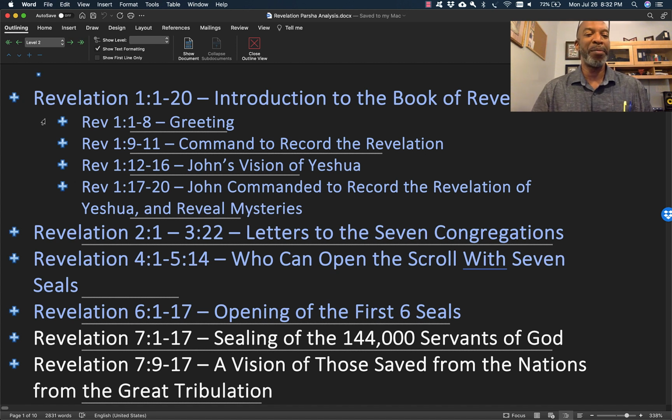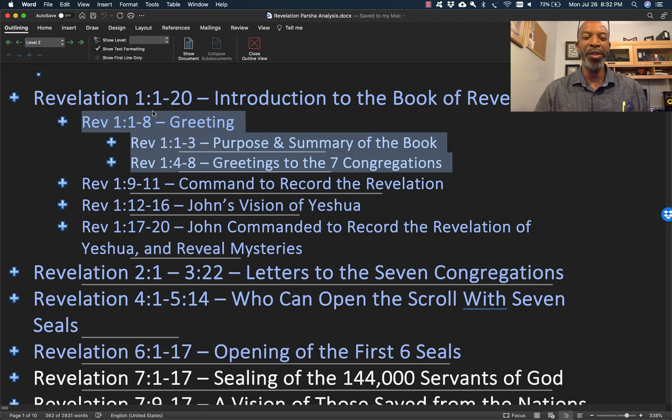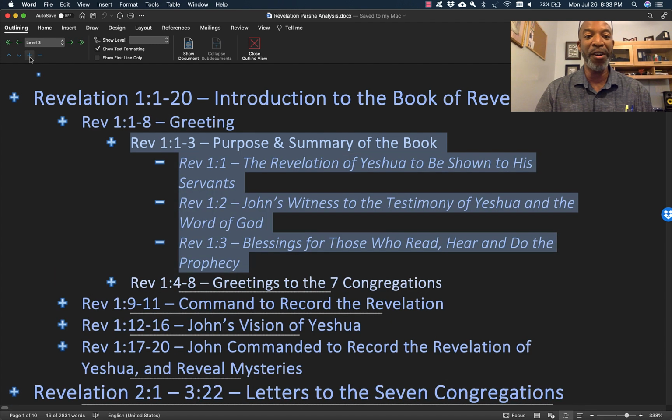Now, because I'm a little analytical here, I am an analytical chemist, by the way, I broke this down even further. So if we look at verses 1 through 8, I broke those down into two major topics. So from verses 1 to 3 is the purpose and summary of the book. Okay? In verses 4 through 8, I summarize that theme as greetings to the 7 churches, or congregations, shall I say. It's because I won't go into that. But then I broke down verses 1 through 3 even further.